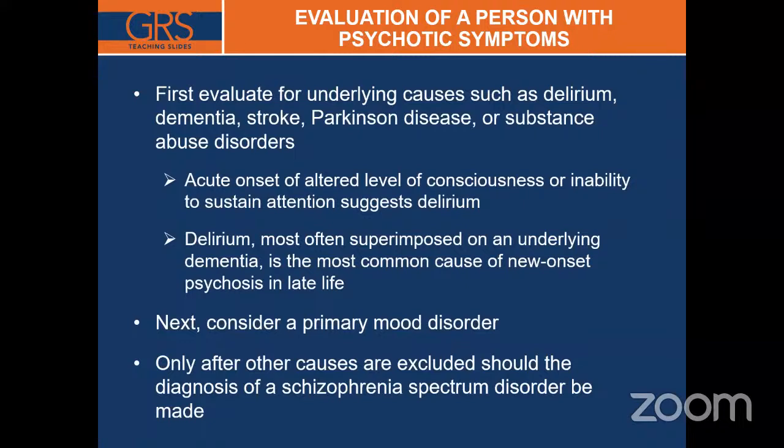Acute onset of altered level of consciousness or inability to sustain attention usually suggests delirium, and this is often superimposed with an underlying dementia, which is the most common cause of new onset psychosis in late life. Second, you have to exclude other primary mood disorders, such as major depressive disorder or bipolar disorders, because these diseases also present with psychotic symptoms during certain phases of the illness.